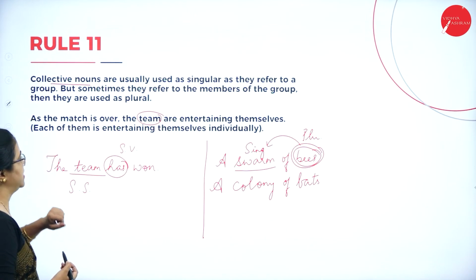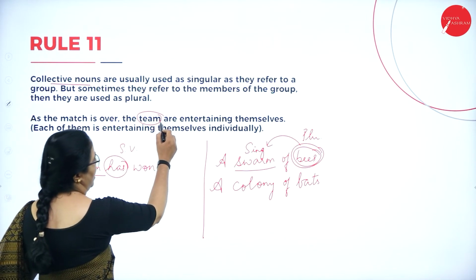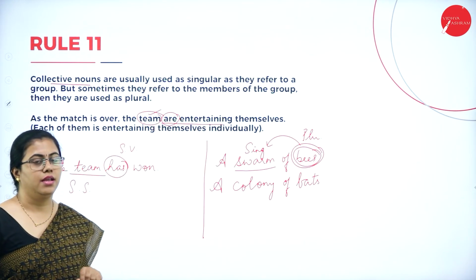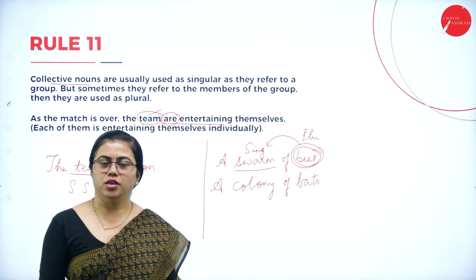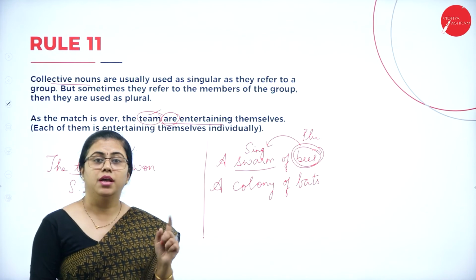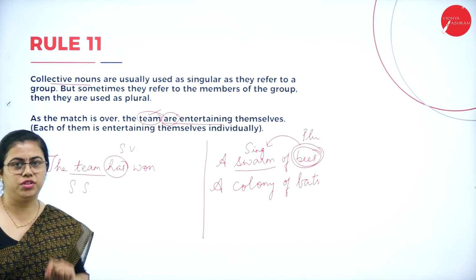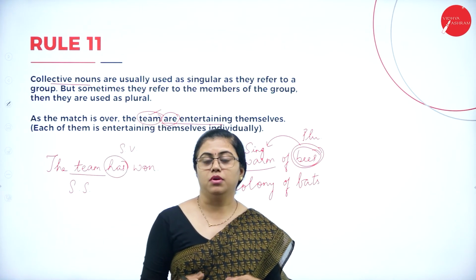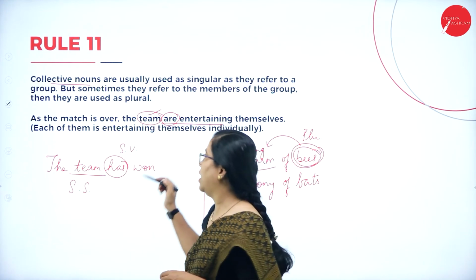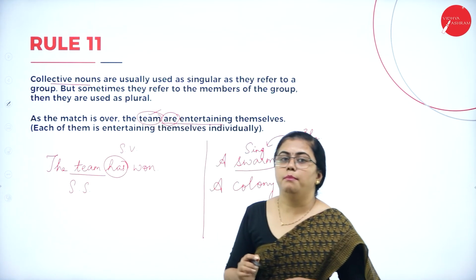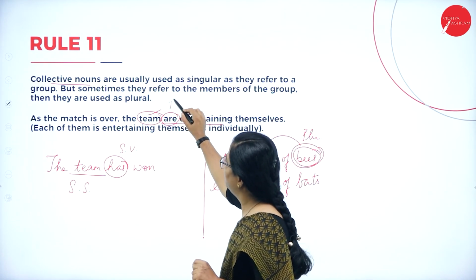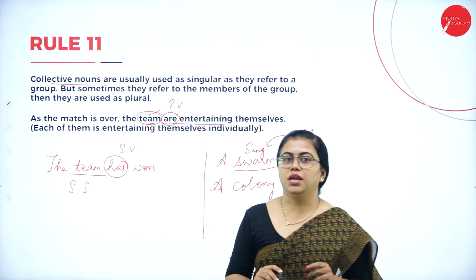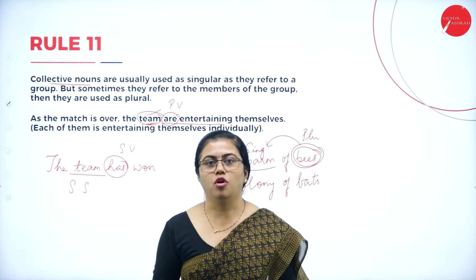But you can see in this example, as the match is over, the team are entertaining. I'm using are over here. I'm not writing teams, but I'm writing are. That is because I'm talking about one team only. You have understood it right. I'm talking about only one team, but I'm referring to each and every member of the team. I'm not talking about the team as a whole. So in such a case, I can use are and show that I'm talking about the members of the team. So if I use a plural verb, you must understand that I am talking about each and every member of the team.